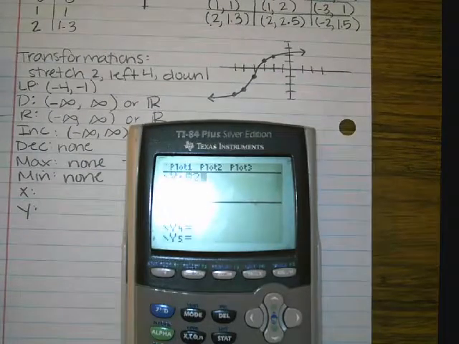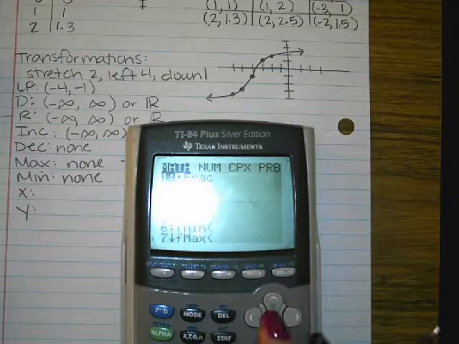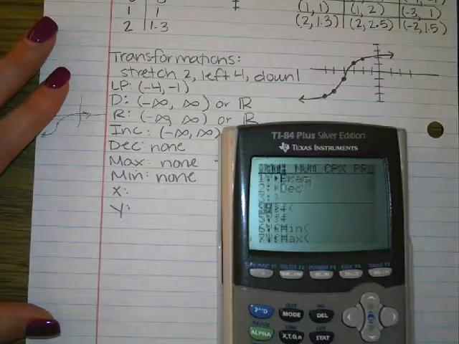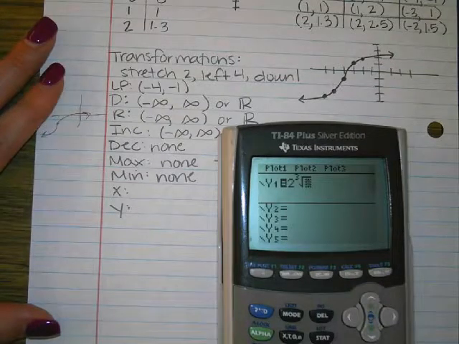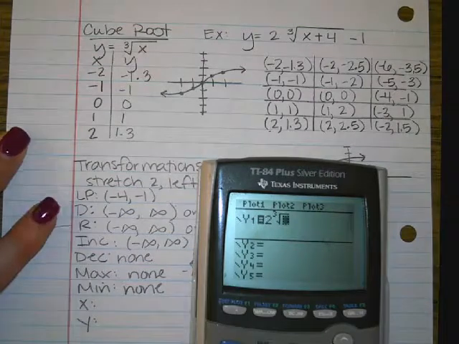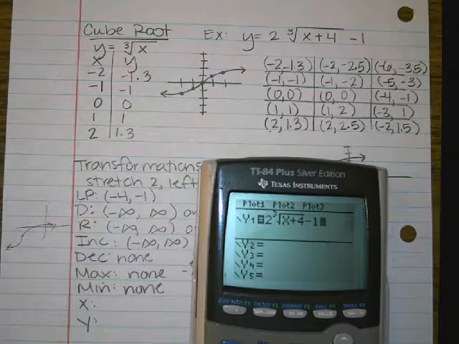Okay, so we got Y2, and then I'm going to hit the math button, get my third root in there. There we go. So third root of x plus 4, and a minus 1 on the end.